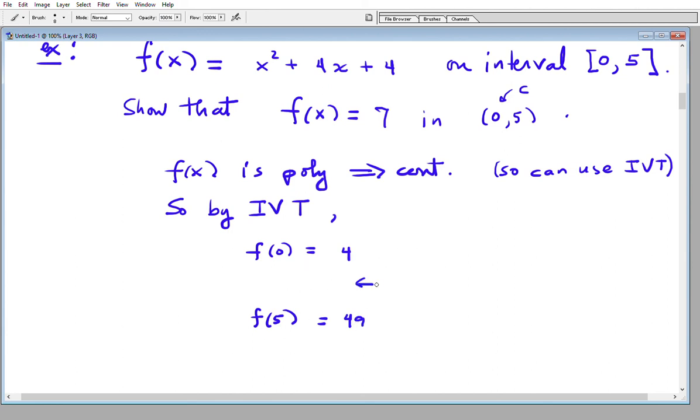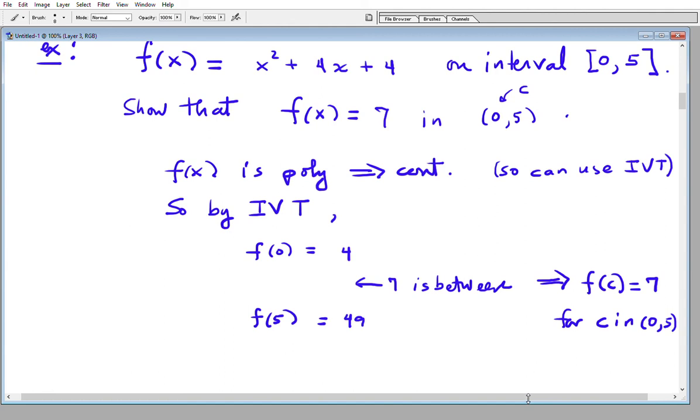Now, 7 is in between. That means we can't skip over 7. Okay, so therefore, we can't skip over 7. This is writing that out mathematically. We can't skip over 7. We write f of c is equal to 7 for c in 0, 5.